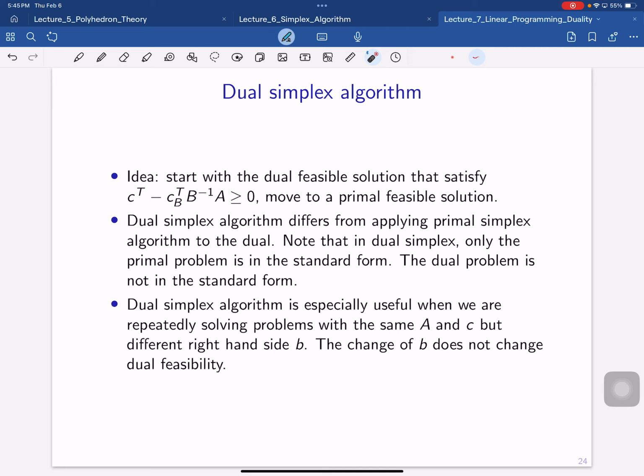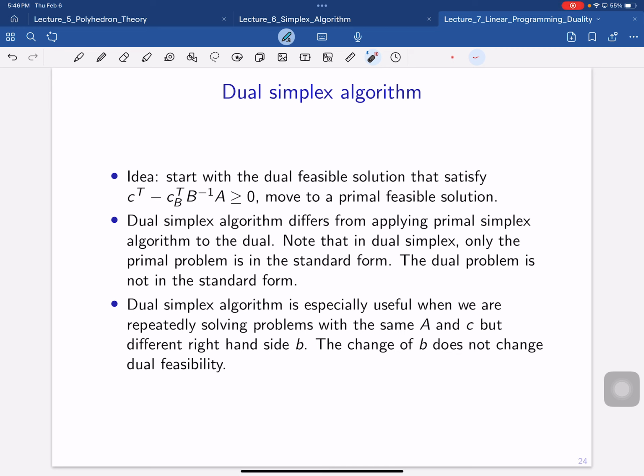It is more like applying simplex to the standard form of the linear program while keeping the reduced cost non-negative. While you keep the reduced cost non-negative, you try to move to a primal feasible solution. Recall that if you get both primal feasibility and dual feasibility, then you hit an optimal solution. Primal simplex starts from a primal feasible solution, trying to move to a dual feasible solution. And dual simplex is the other way around. We start from a dual feasible solution, trying to move to a primal feasible solution. That's a way to interpret it.